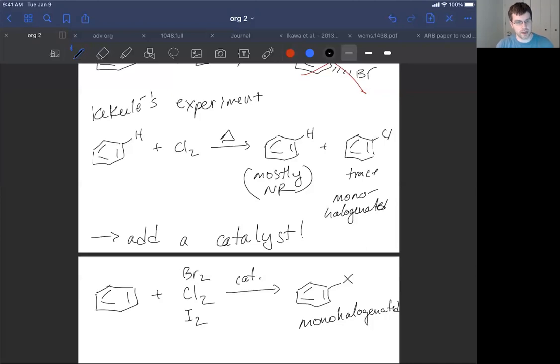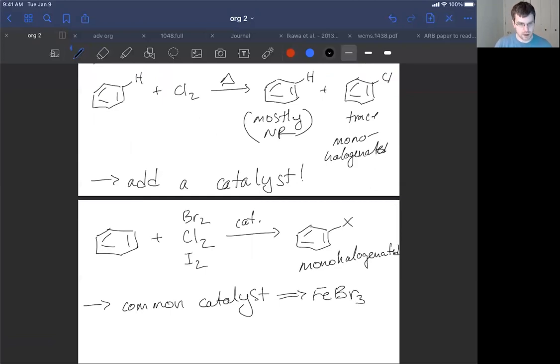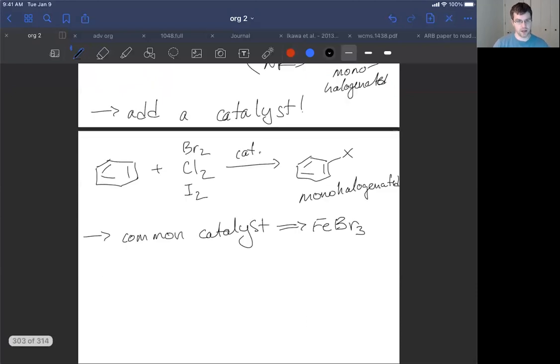A typical catalyst that you could use is FeBr3. It turns out Fe in this case behaves like boron or aluminum. It's mostly just a Lewis acid.